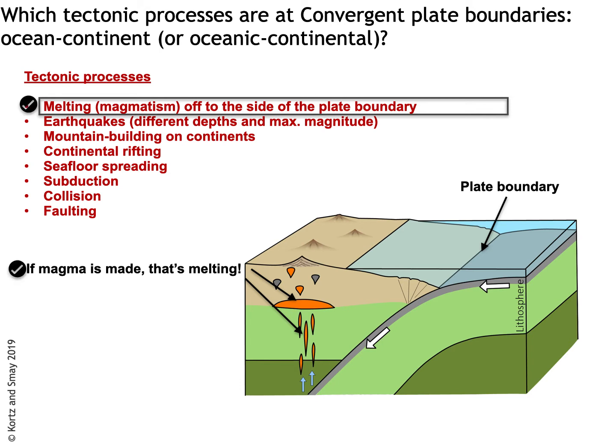We do have melting occurring. Notice that it's off to the side of the plate boundary because that's where melting is happening, and so that's going to produce volcanoes off to the side as well.